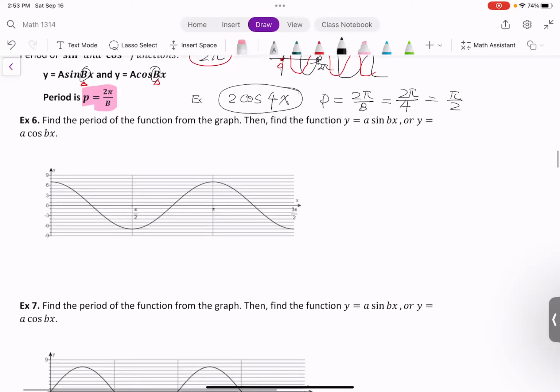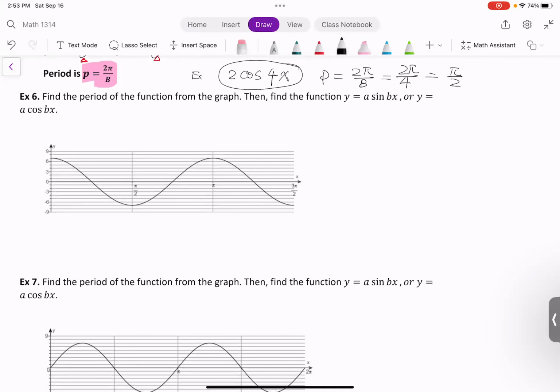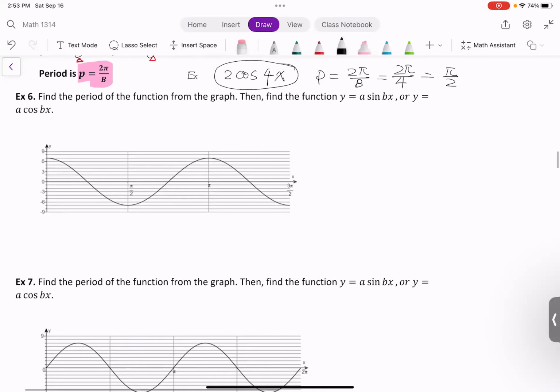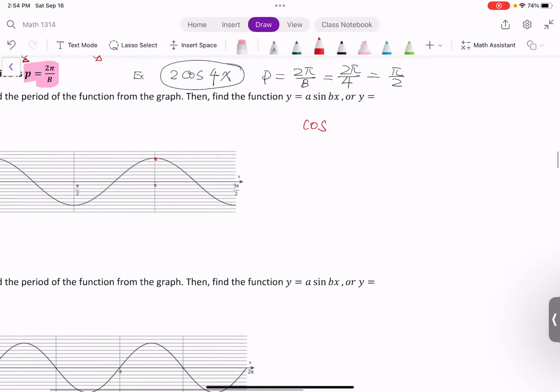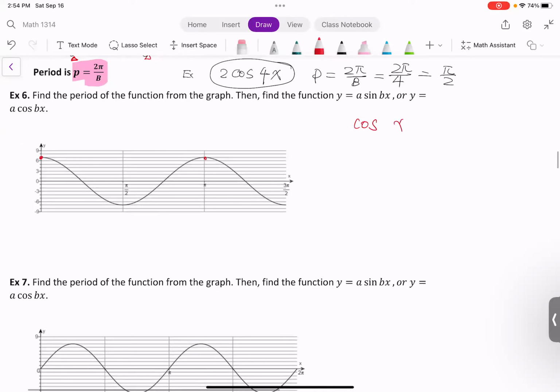All right, let's see example 6 and 7. For example 6, they gave you a graph. Can you find your function from the given graph? I will see, is this a sine or cosine? Look at the graph. From peak to peak, this is cosine. So immediately I will put cosine here. And can I say this is cosine x?